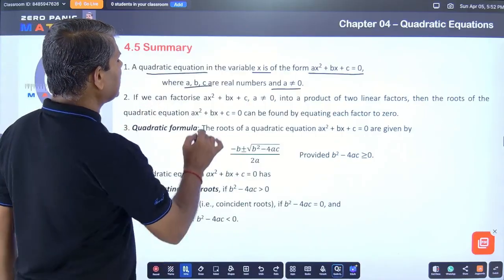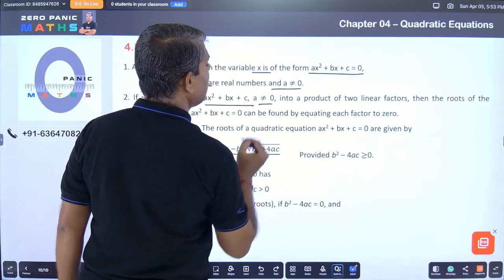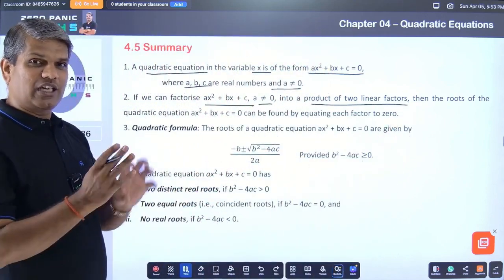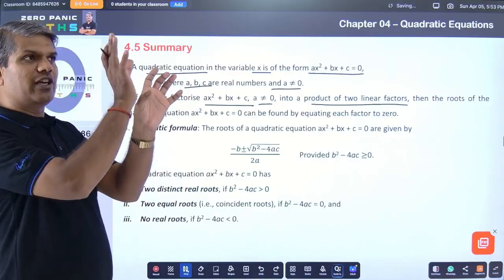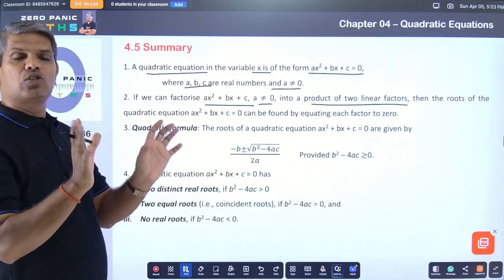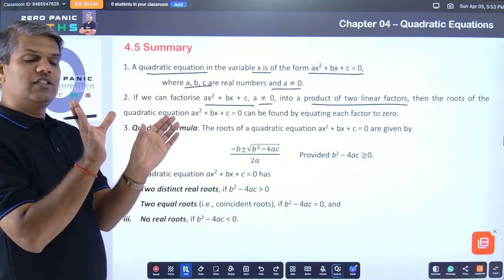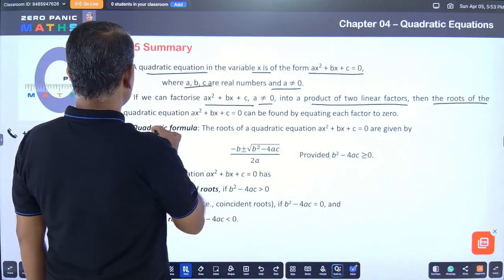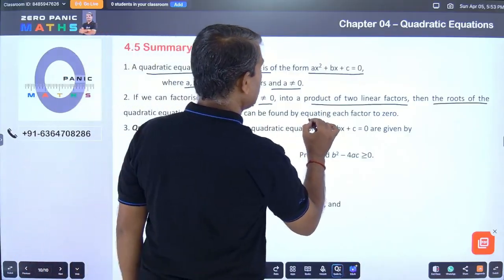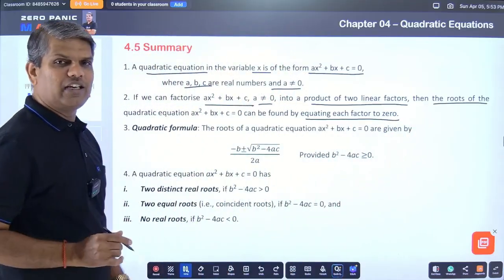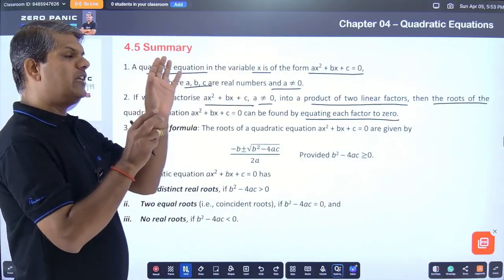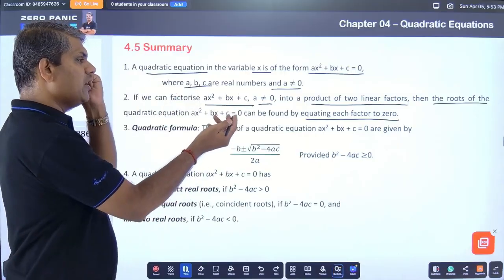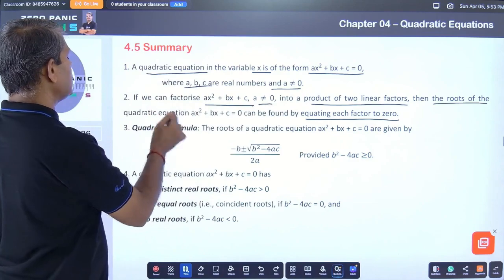Now if we can factorize ax square plus bx plus c, where a is not equal to 0, into product of two linear factors, that is the factorization method. They are talking about the factorization method, where you actually split the middle term and find out the two factors, and you represent them as the multiplication of two linear factors, right? Then the roots of the quadratic equation can be found by equating each factor to 0. You know that, right? When you find out the two factors, you will say x minus 2 is equal to 0 or x plus 2 is equal to 0. So by equating both the factors to 0, you can find out the roots.